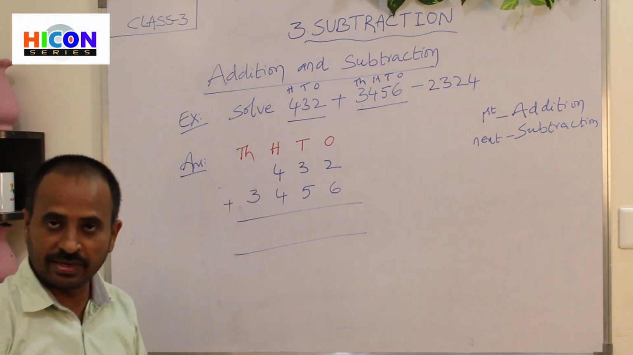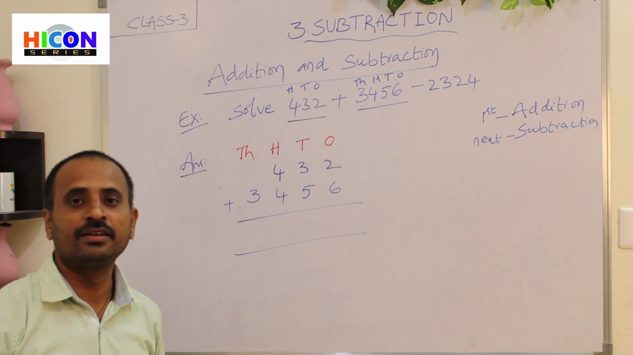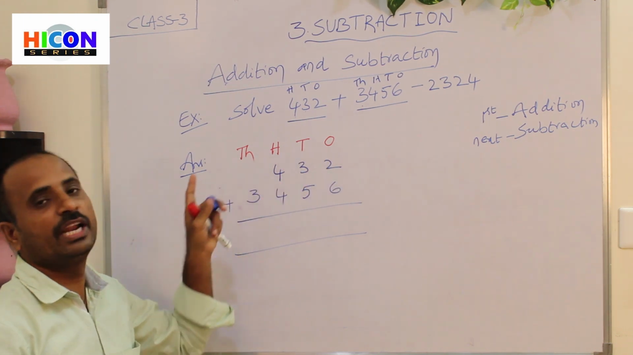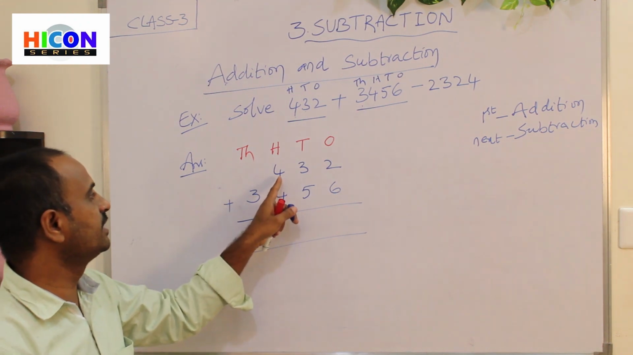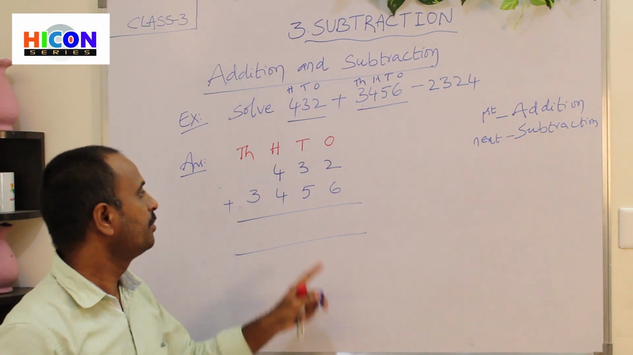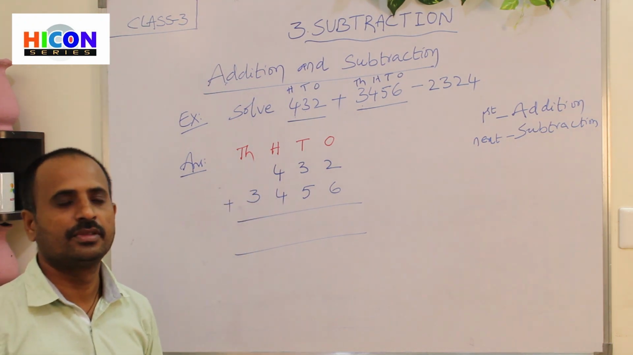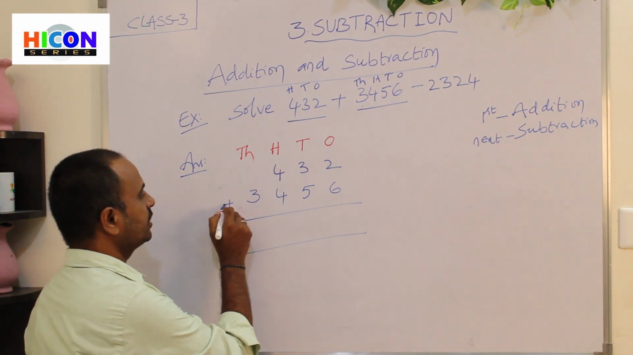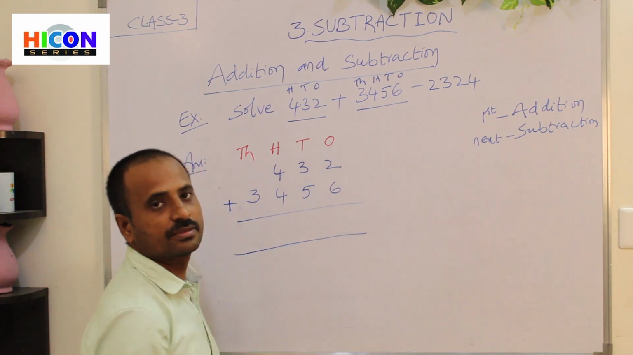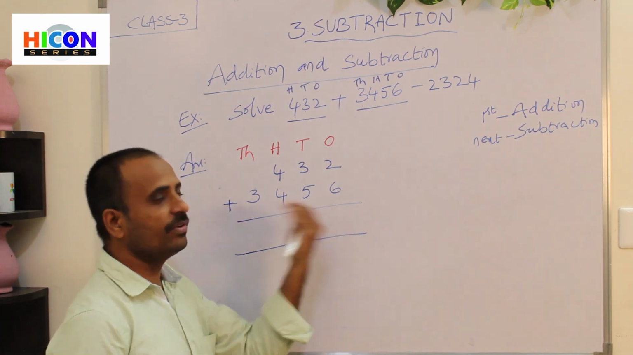So children, in this way we have to write the two numbers one below the other and arrange the digits of the two numbers at their corresponding places. Here 4 is in hundreds place, that's why we have to write 4 in hundreds place, but we should not write 4 in thousands place. So next do the addition. Here plus means addition. So first add these two numbers. Let us start addition from ones place.